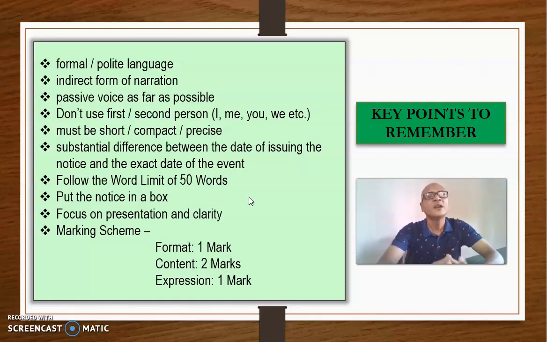At the end, let me talk about the marking scheme of a notice. As you all know, a notice is a short composition question which carries 4 marks in the examination. And here is the division of that particular marks. The format of a notice carries 1 mark, the content carries 2 marks, and then expression has got 1 mark. So in total you have 4 marks allotted for a notice writing question in the examination. So my dear students, these are some of the key points which all of you need to follow while writing a notice.